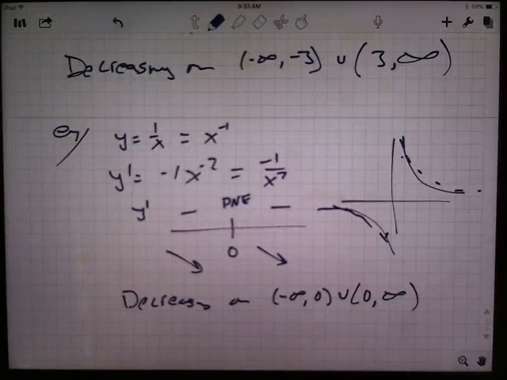Okay, next we're going to have to look at what the second derivative tells us about the graph.